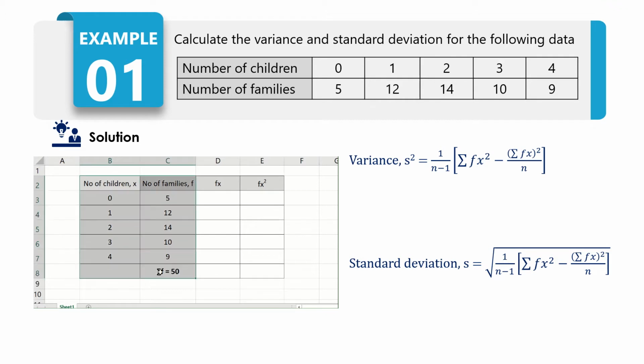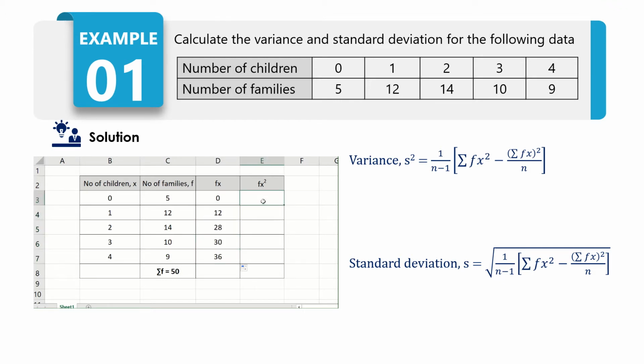Okay, first you have to construct a frequency table and then add another two columns for fx and fx square. Okay, so for column fx, we use equals to f times x. Okay, so drag the first row until the last row.